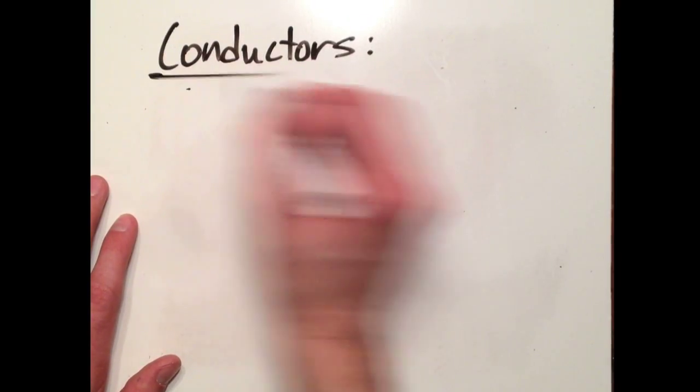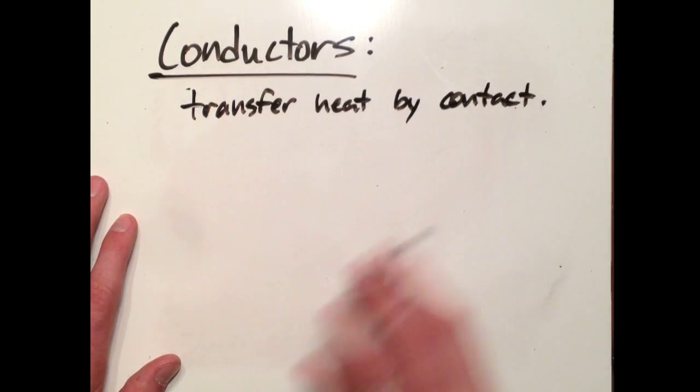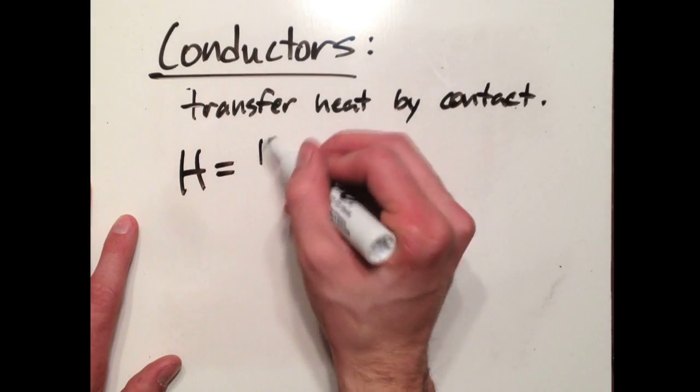Certain materials are better conductors of heat than others. This has practical applications because in some instances we want a good conductor and in some instances we don't.